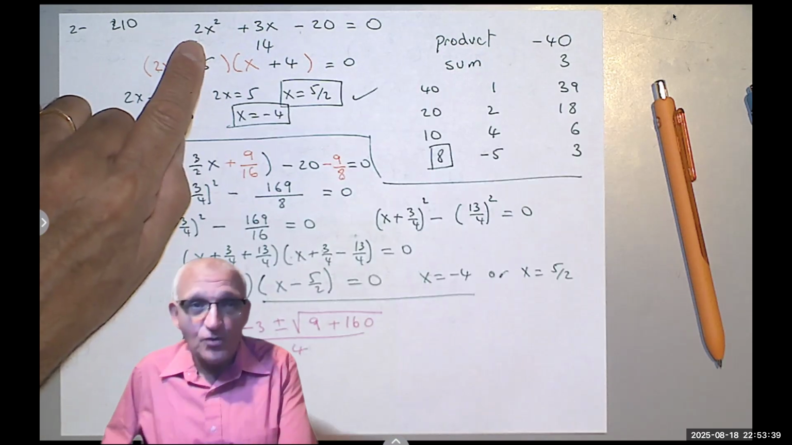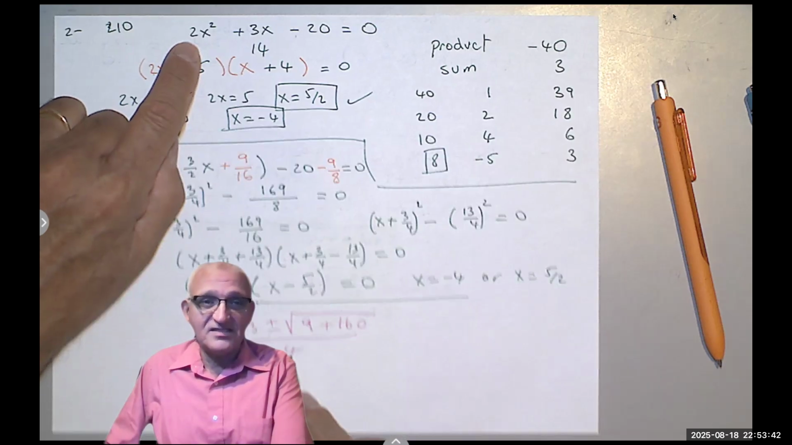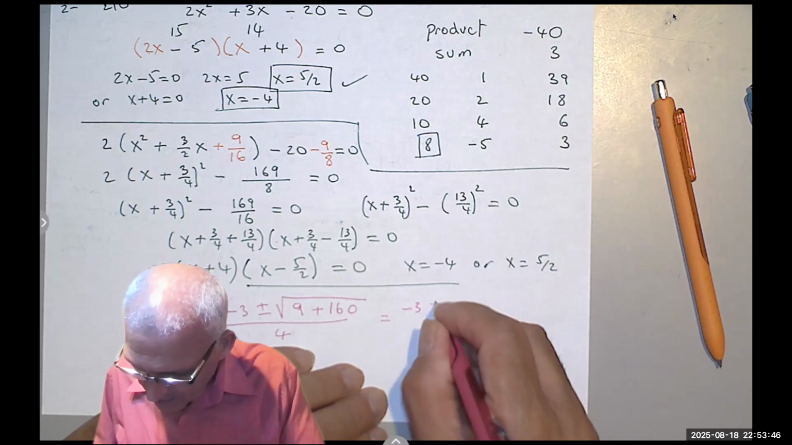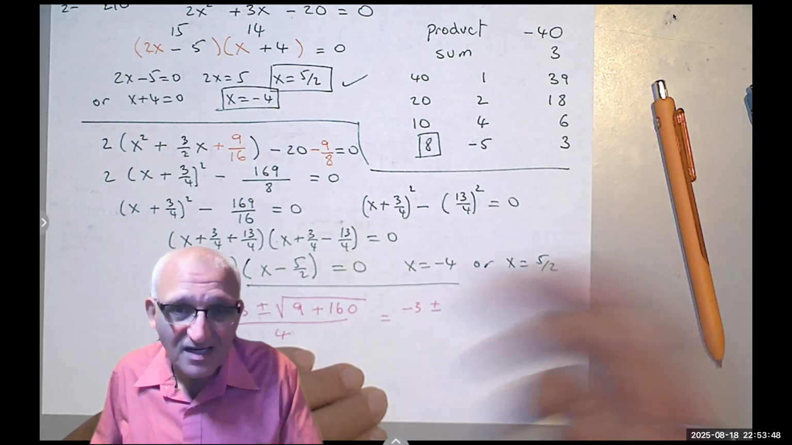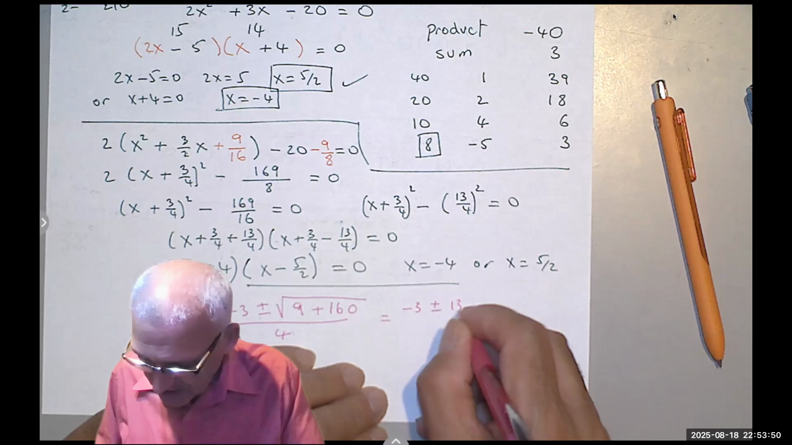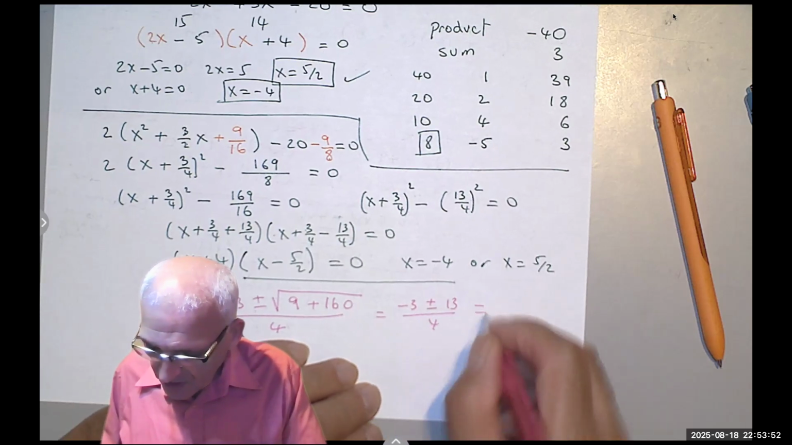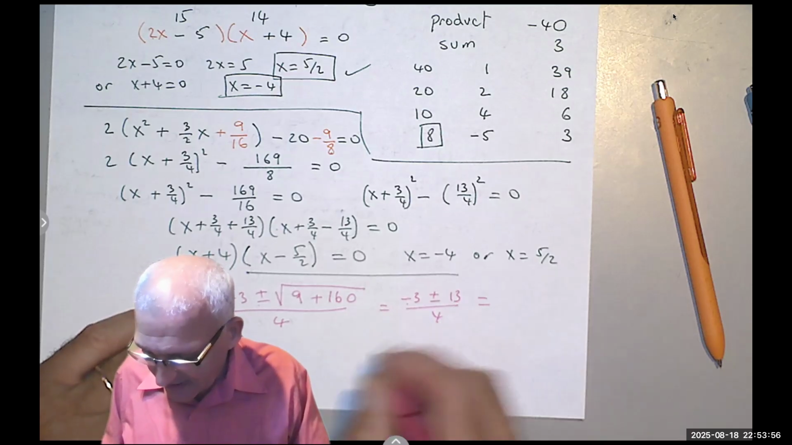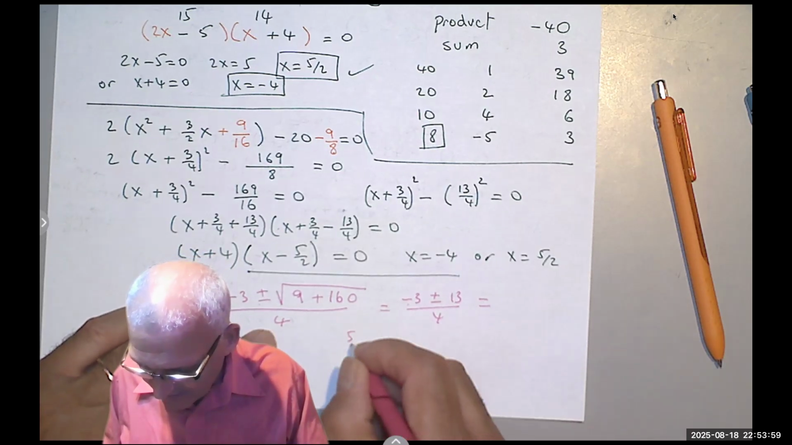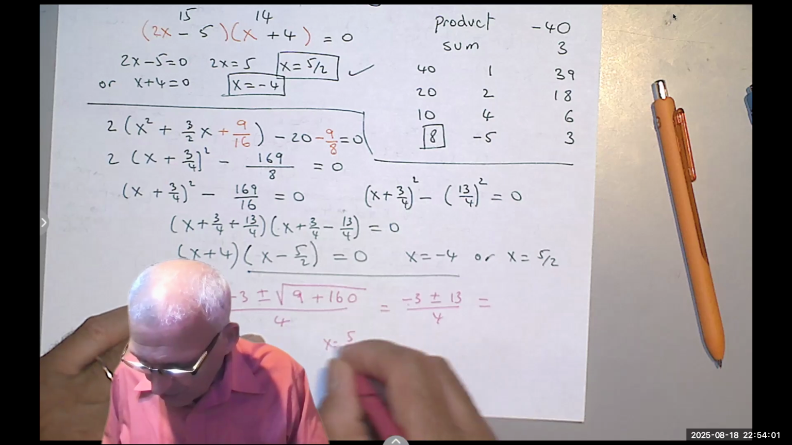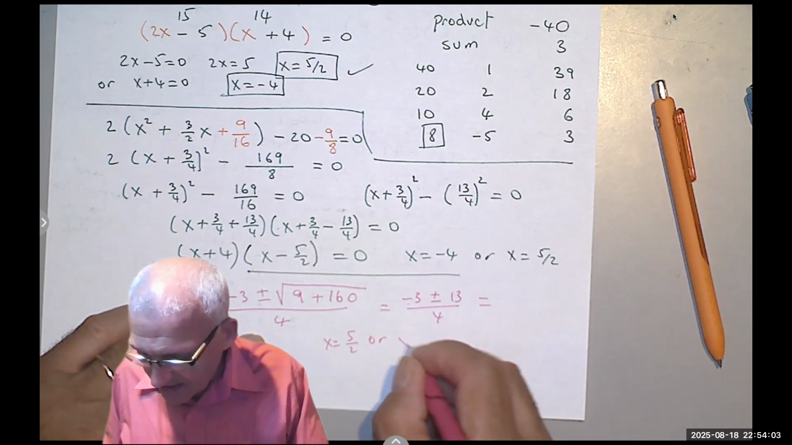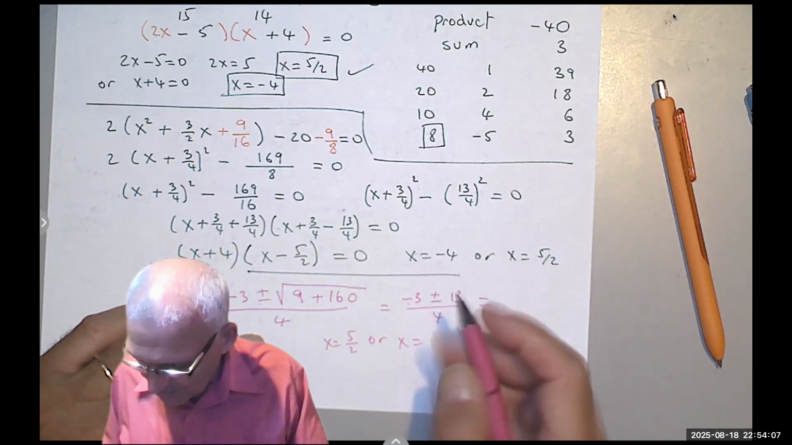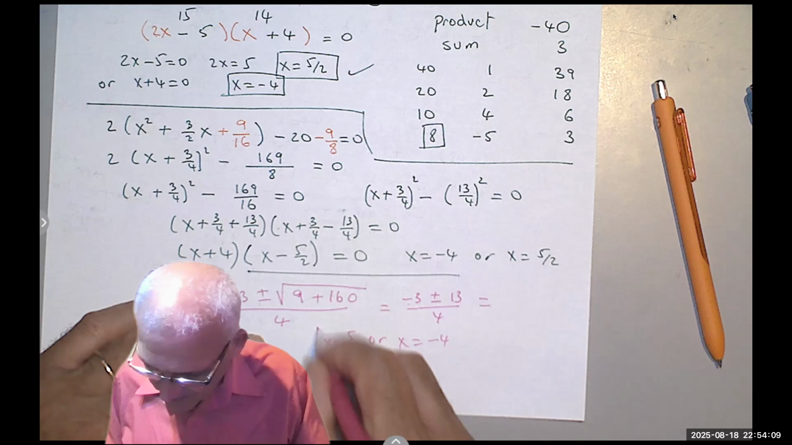We don't always divide by 2 like I see some students do. Be careful. So you get negative 3 plus or minus the square root of 169. To save time, we say plus 13 over 4 equals negative 3 plus 13 is positive 10 over 4 is 5 halves. Or x equals negative 3 minus 13. We already did that. Negative 16 over 4 is negative 4.